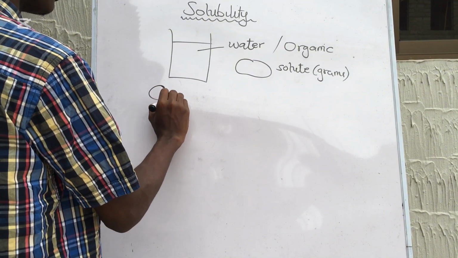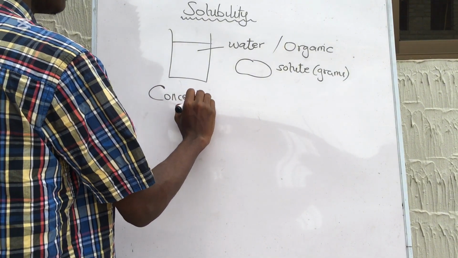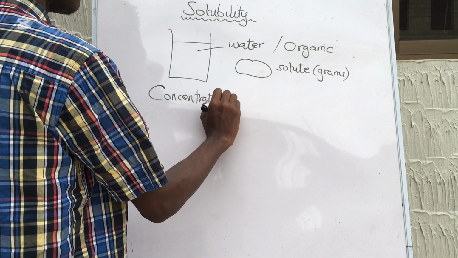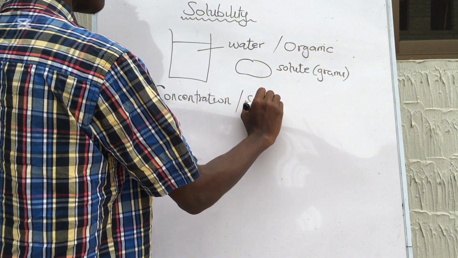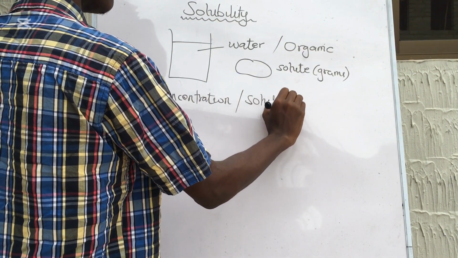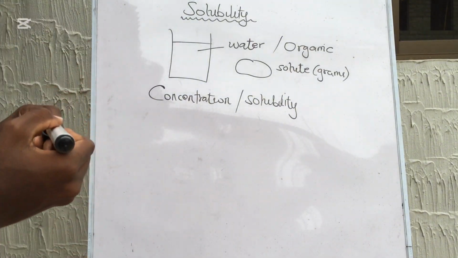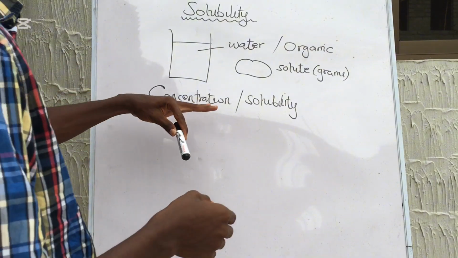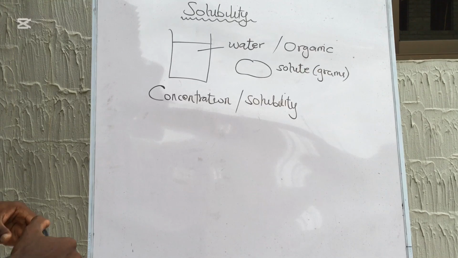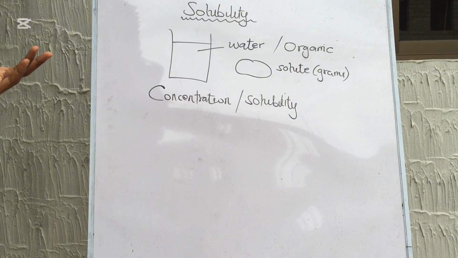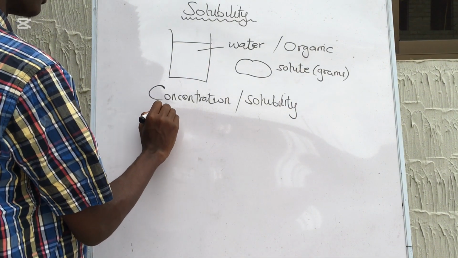Solubility is related to concentration. Concentration and solubility are almost the same; the only difference is that solubility occurs at a specific temperature, because there are several types of solutions.